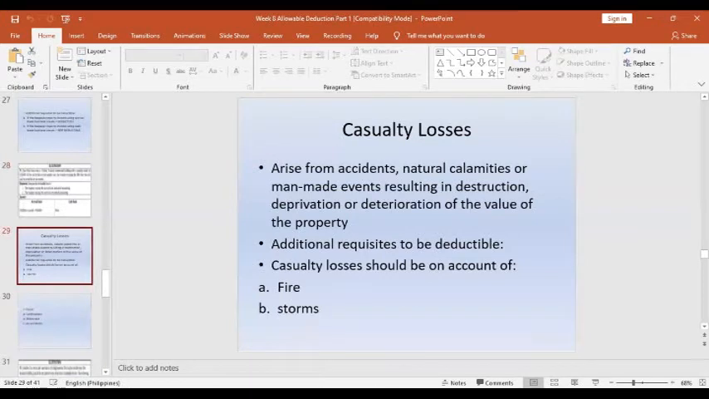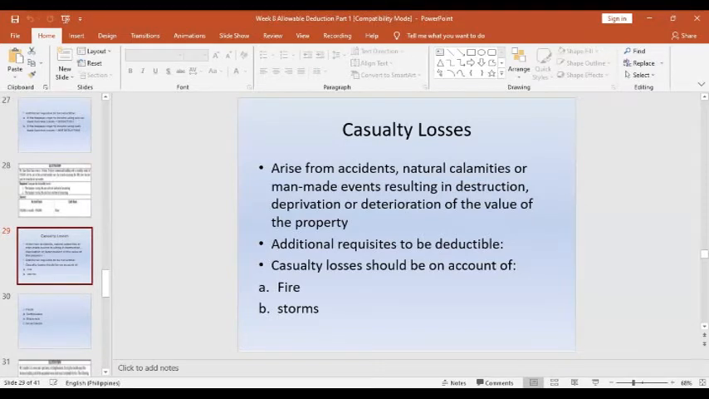Okay, the second classification of the losses is the casualty loss. Casualty losses are the losses that arise from accidents, natural calamities, or man-made events, resulting in destruction, deprivation, or deterioration of the property. Casualty losses also have the following requisites in order to be subject to allowable deductions.